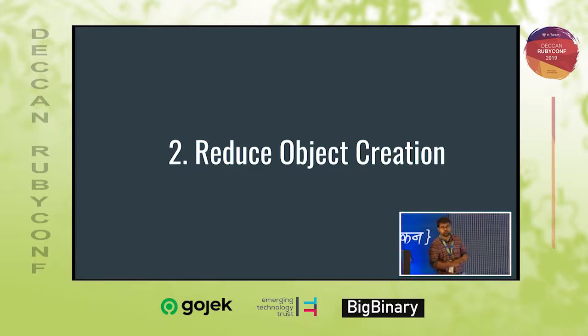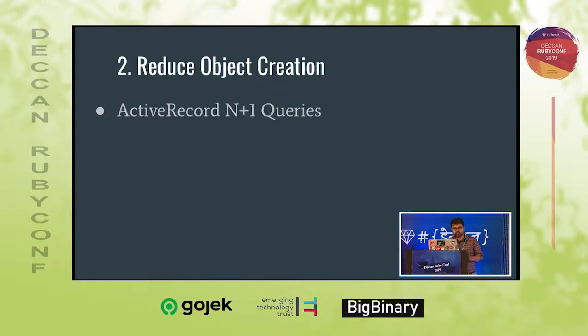Next is reduce the object creation. That's the most essential part of debugging memory issues, and quite vast as well, because there are many places or many ways in which object creation could be happening. One of the common ones is n plus 1 queries. Because of ActiveRecord's n plus 1 queries, not just that the number of queries that are happening to your application are increased, it also allocates more and more objects when doing that, and because of that your object allocation number could go up and the memory could spike.